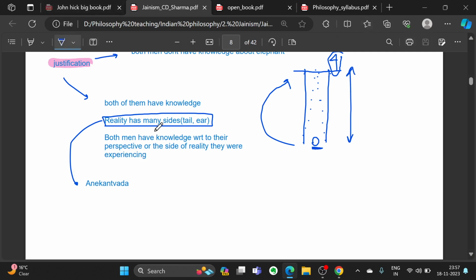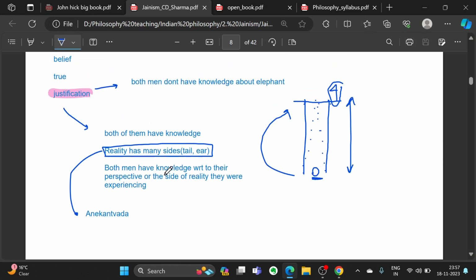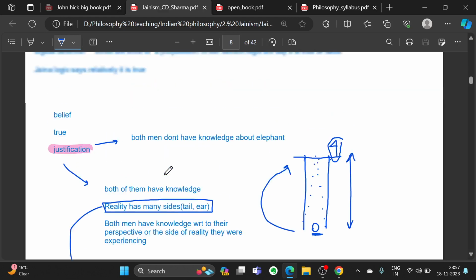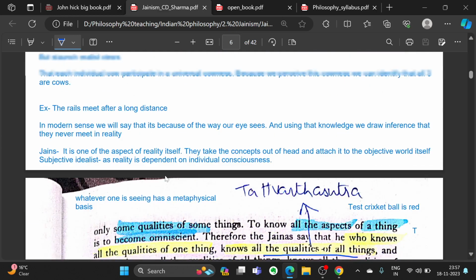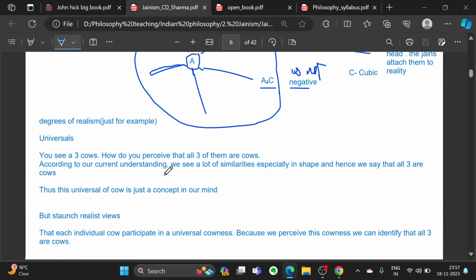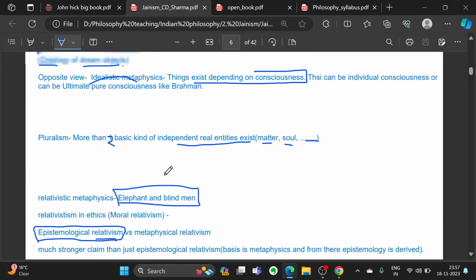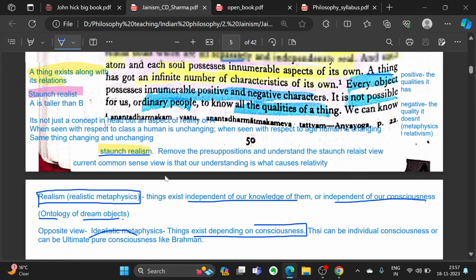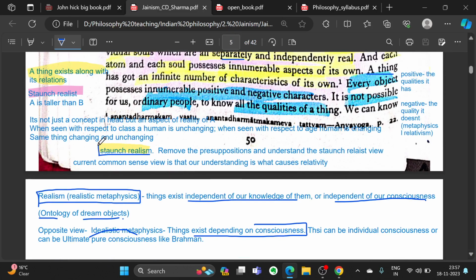Okay, I will explain what the many-sidedness of reality is and how it is different from our common sense perception of reality. We will come to that. Okay, so you have understood Jainism. Sorry, you have understood realism. Now I will come to staunch realism.